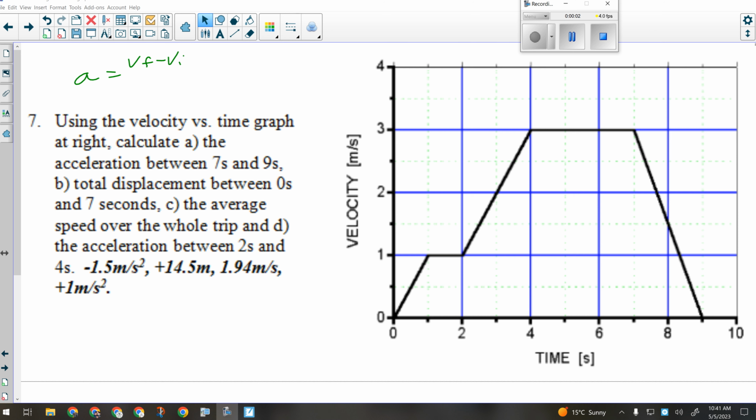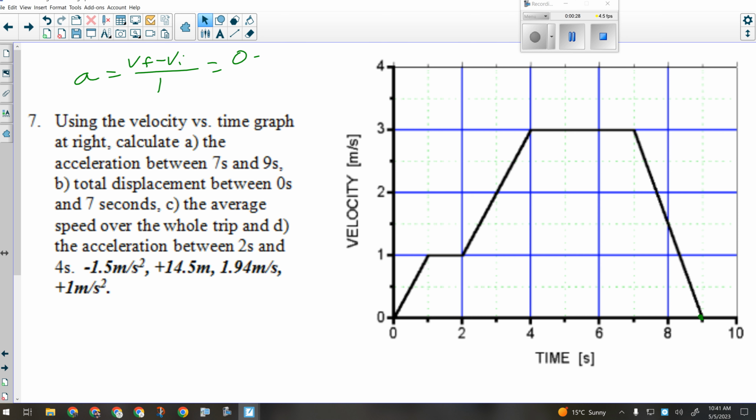Okay, so in part A, they want us to calculate acceleration. Acceleration is final velocity minus initial velocity divided by time. Because this is a velocity versus time graph, I can read all of that data directly off the graph. It's between 7 and 9 seconds, so my final velocity is here at time 9 seconds, and it's what value? 0. Okay.